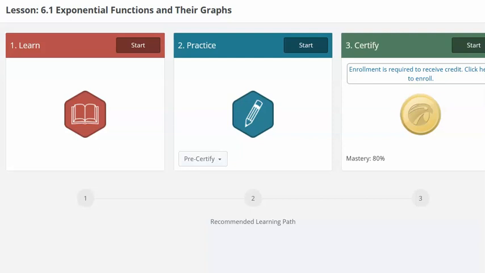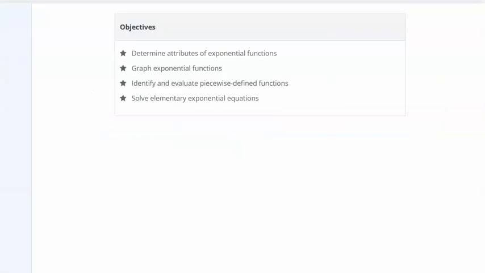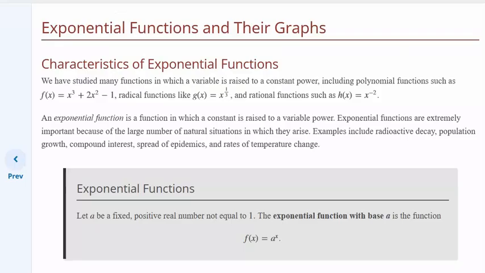In lesson 6.1, we'll be doing exponential functions and their graphs. Here are the objectives: determine attributes of exponential functions, graph exponential functions, identify and evaluate piecewise defined functions, and solve elementary exponential equations. Now, for some background, and again, you can always pause and read this yourself.